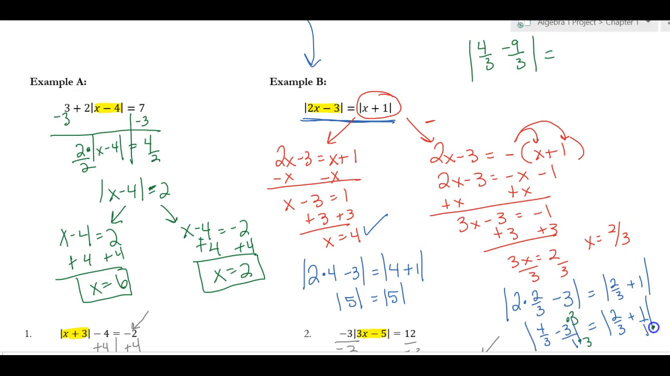And over here, I also have to do the same thing. Equals 2 over 3 plus 3 over 3. Okay, so 4 minus 9 is negative 5 over 3. And 2 plus 3 is 5 over 3. Okay, well, the absolute value of negative 5 over 3 is equal to the absolute value of 5 over 3. So this also works. So both solutions work. So it can be difficult when you have fractions, but you can still do the math.